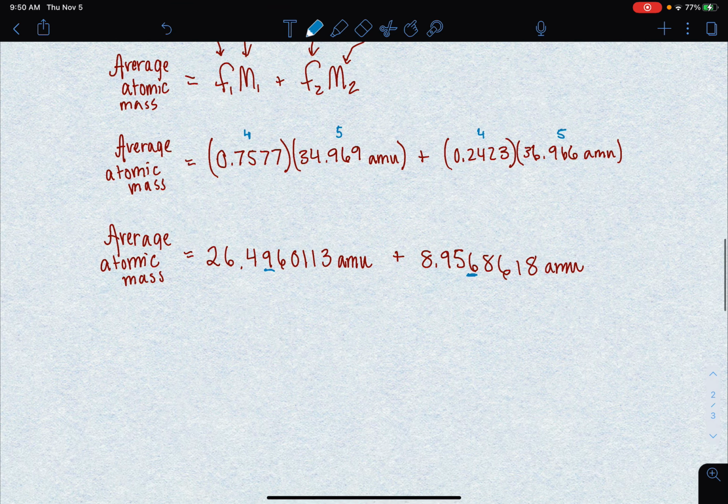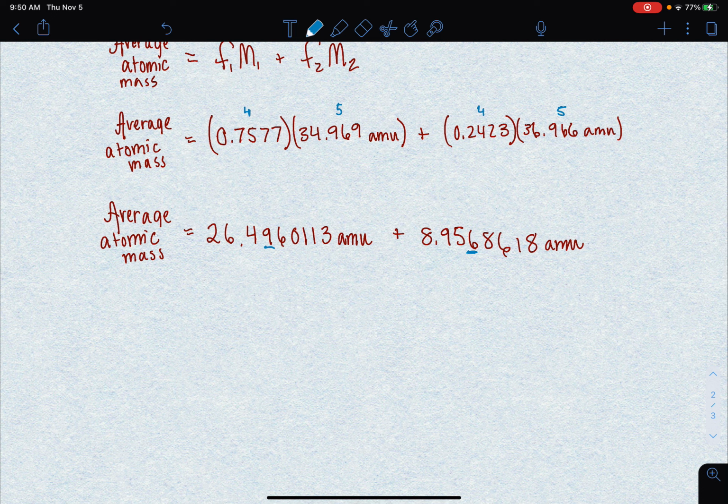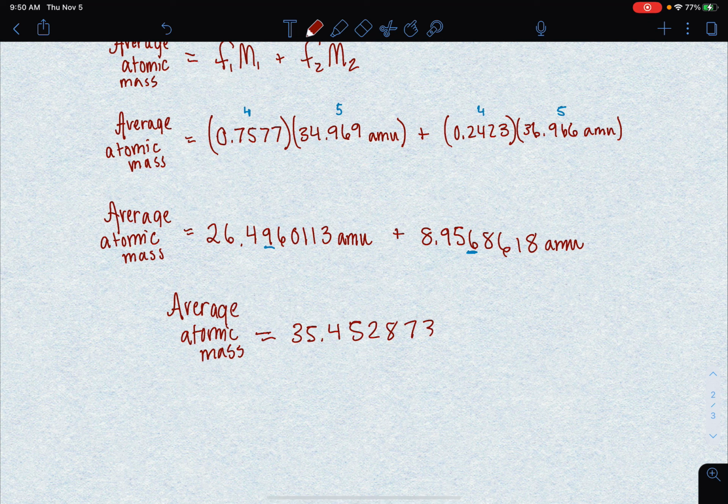All right, so the last thing I have to do now is just add those two numbers together. So 26.496013, put the whole number in your calculator, plus 8.9568618. And you get that the average atomic mass is equal to 35.452871.